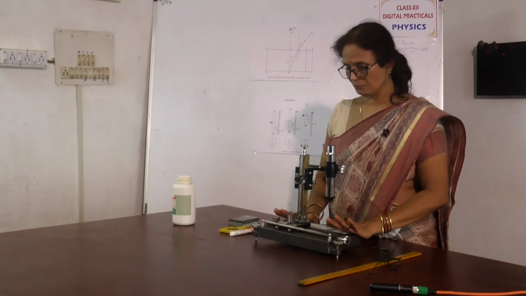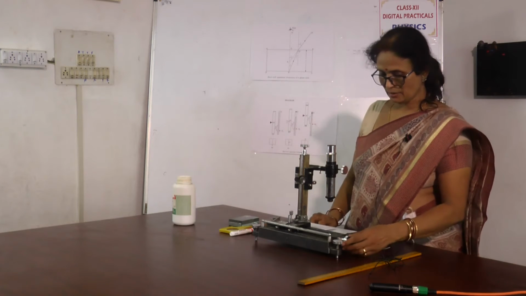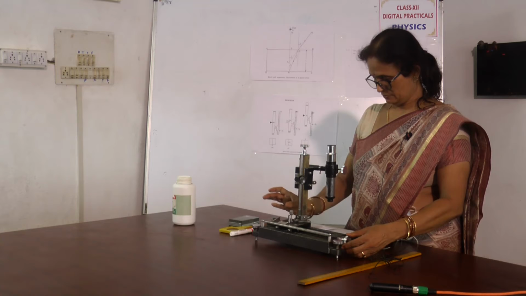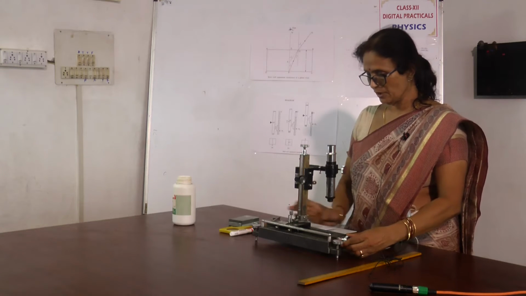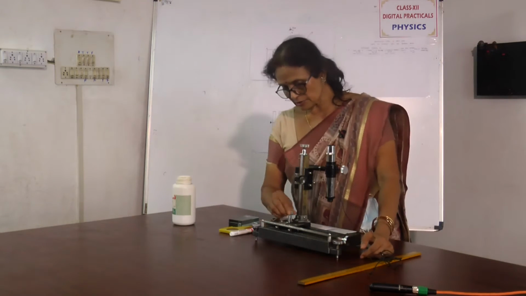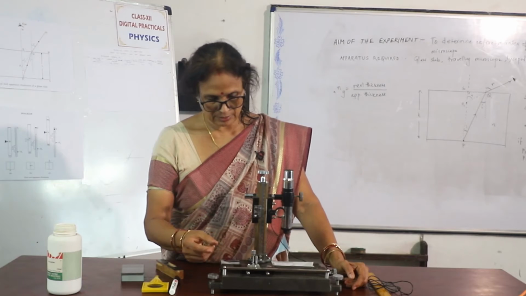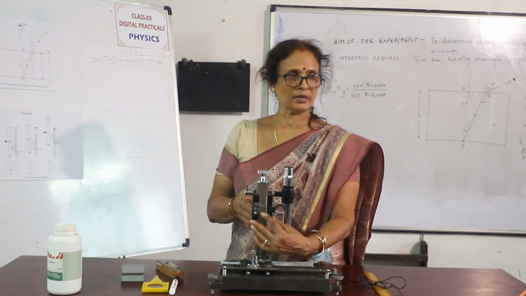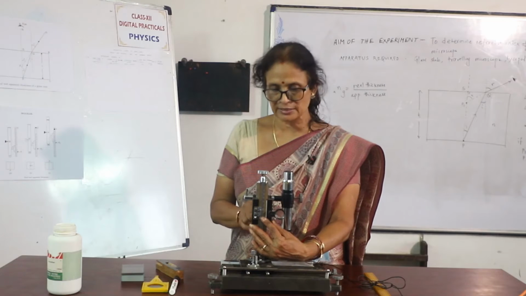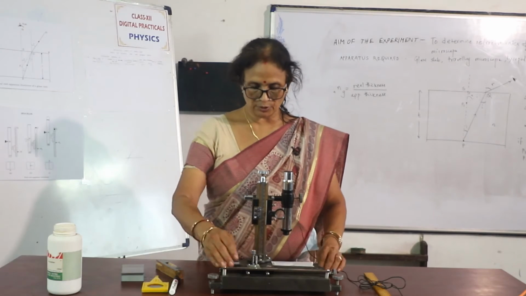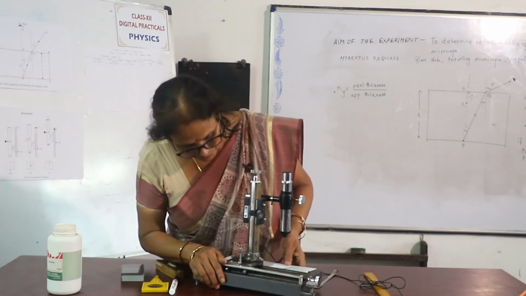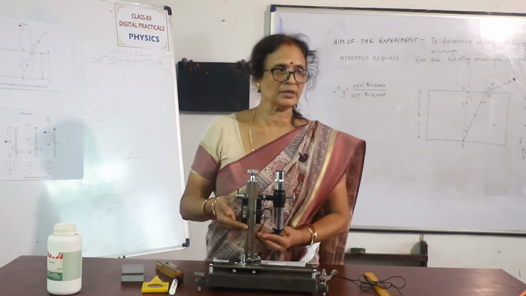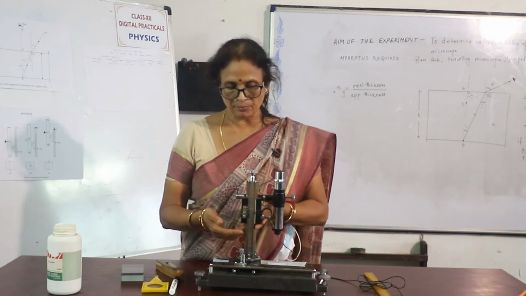base horizontal. Now, here you can find so many screws are there. Here one screw is there to move this microscope from left to right. Here another screw is there to move it forward backward. Here also there is one screw to move it up and down, which we will use actually for this experiment. As we are going to focus the plasma from the slab, only we need this vertical movement.